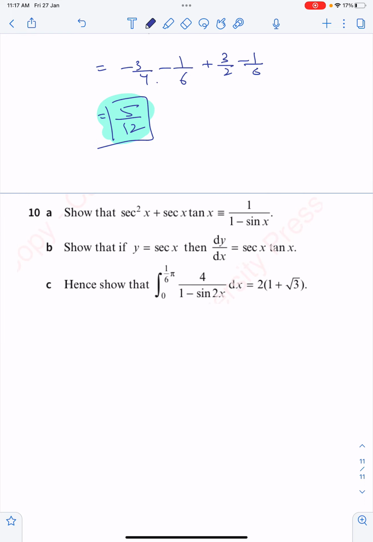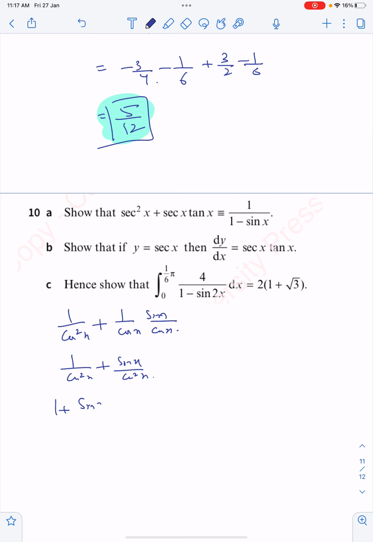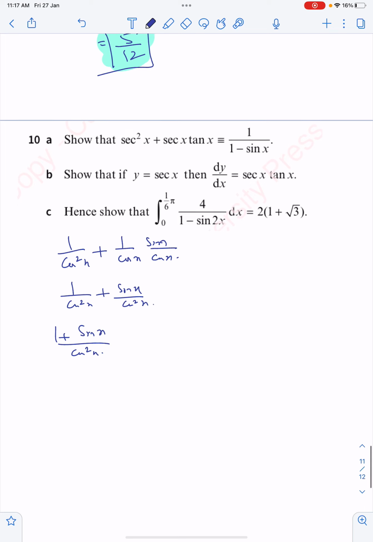Show that sec square x plus sec x tan x is equal to this. Sec square x is the same as 1 upon cos square x, plus sec x is 1 upon cos x, and tan x is sin x upon cos x. So 1 upon cos square x plus sin x upon cos square x. If I take out the LCM, it will become 1 plus sin x upon cos square x.